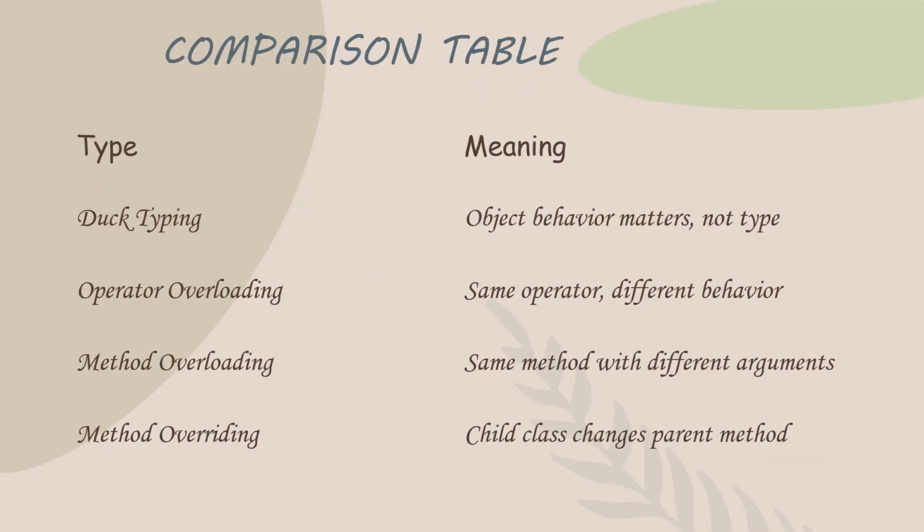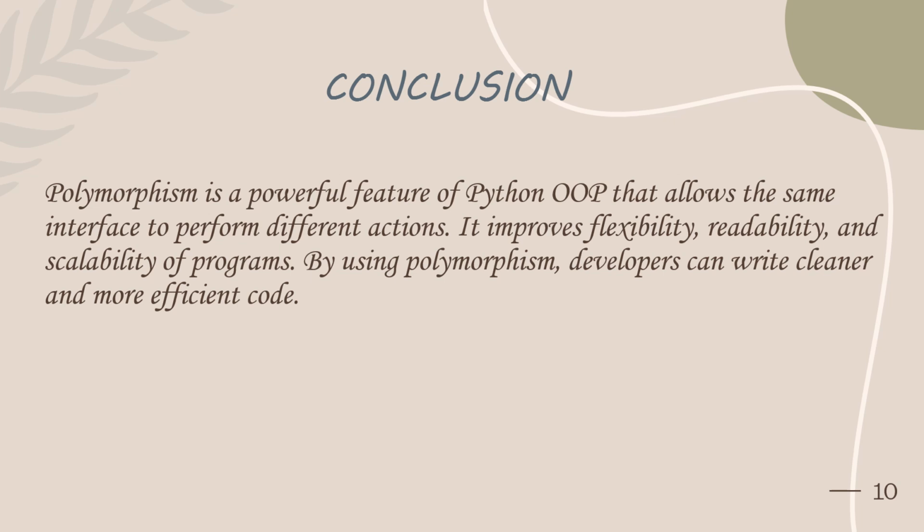Now let's see a comparison table of all the four types and their meaning. Duck typing: the object behavior matters, not the type. In operator overloading, the same operator has different behavior. In method overloading, the same method takes different arguments. In method overriding, the child class changes the parent method.